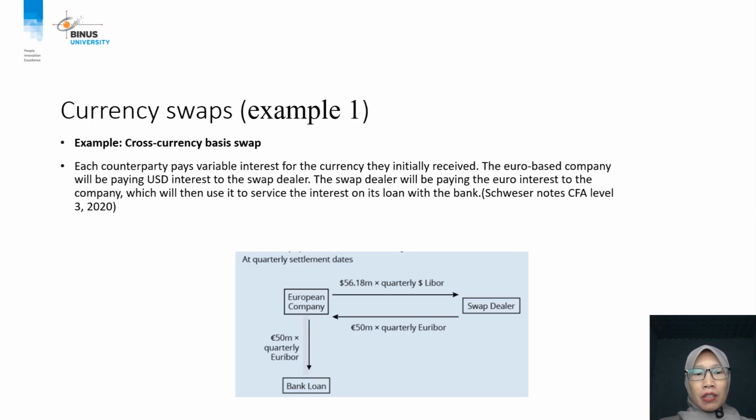Each counterparty pays variable interest for the currency they initially receive. The euro-based company will be paying USD interest to the swap dealer. The swap dealer will be paying the euro interest to the company, which will then use it to service the interest on its loan with the bank. So this is the figure.